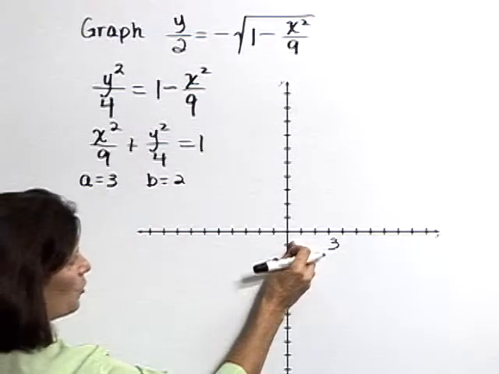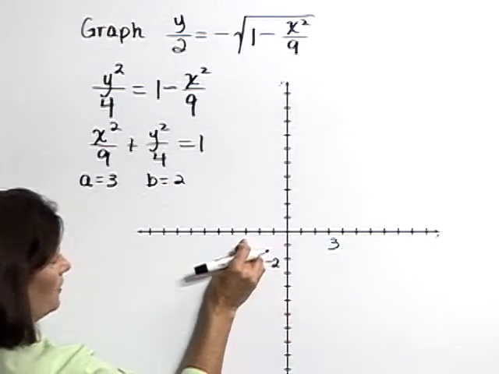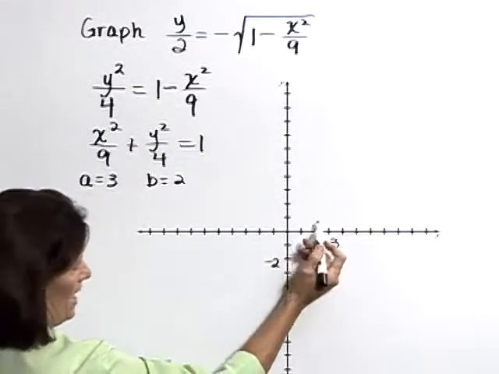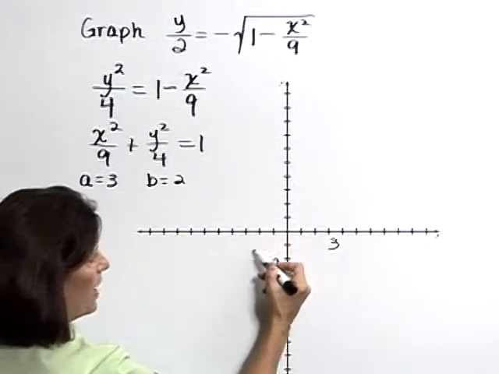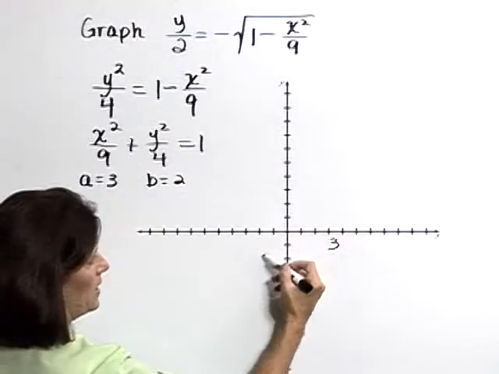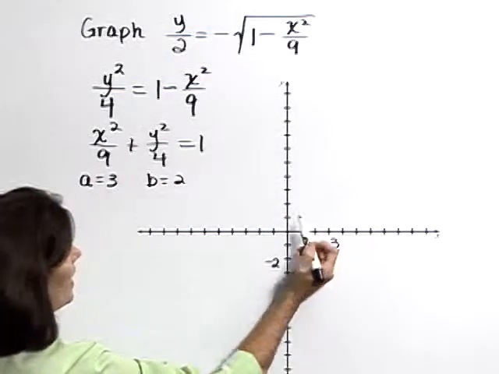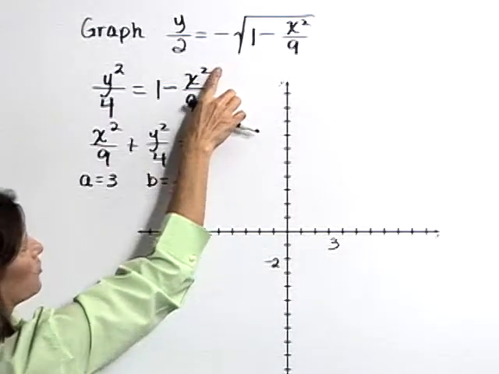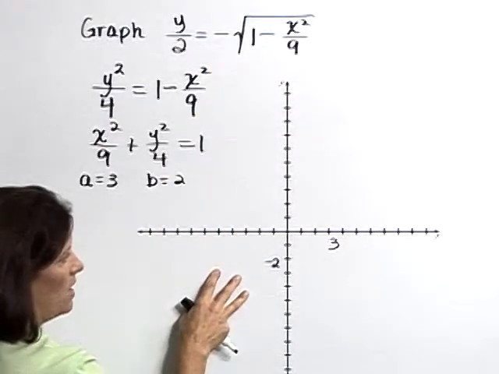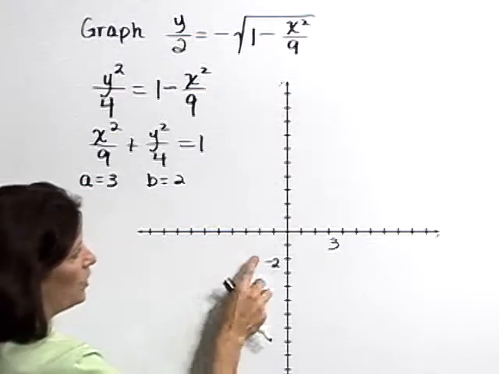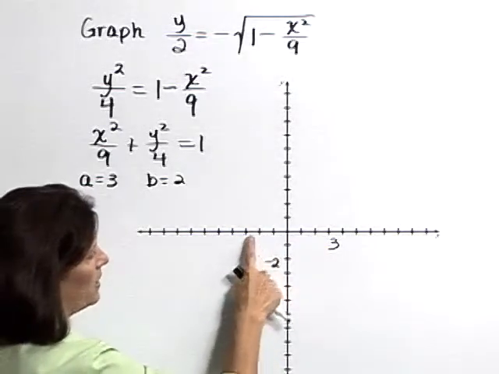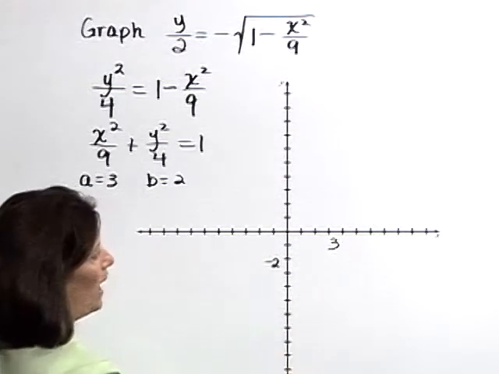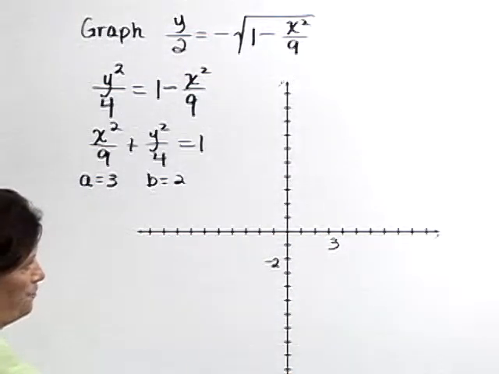We go out from the origin 3 units along the x-axis, from the origin 2 units along the y-axis. So just envision that basic ellipse shape in here. Now remember that initially we discussed the fact that y must be a negative value. Therefore, as we graph this, we're not going to get to graph the entire ellipse, but only this bottom portion of the ellipse where the y values are negative.